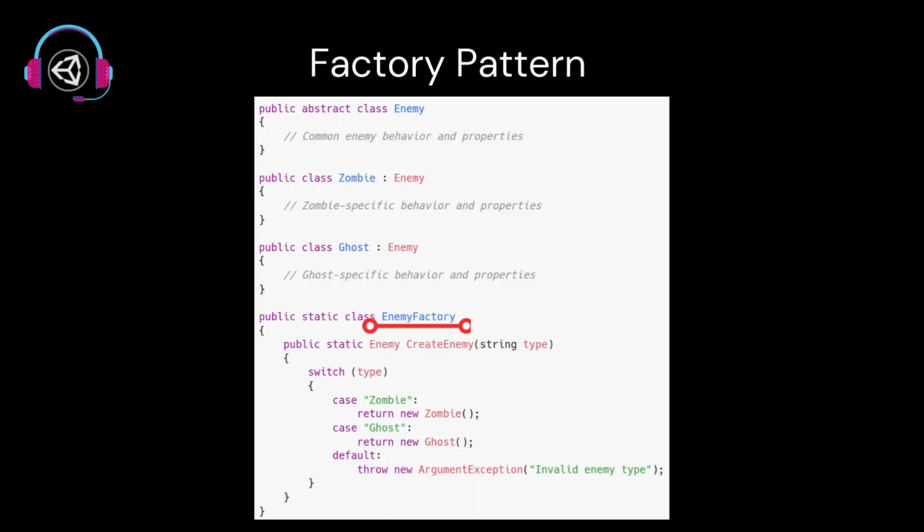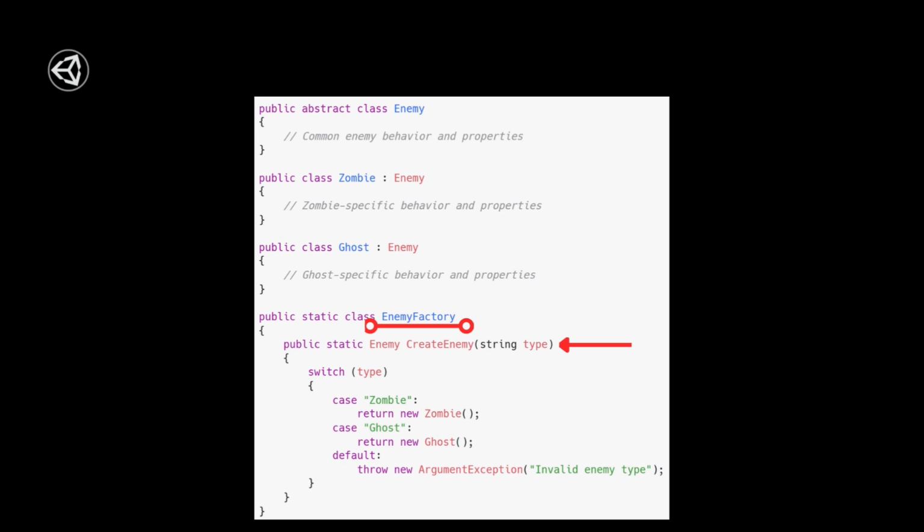As you can see, the enemy factory class contains a createEnemy method that instantiates different types of enemies based on the input type. This keeps the creation logic centralized and simplifies the rest of the game code. You can now spawn enemies in a clean, efficient way, and if you need to add new types of enemies in the future, you simply add them to the factory without touching the rest of the game logic.